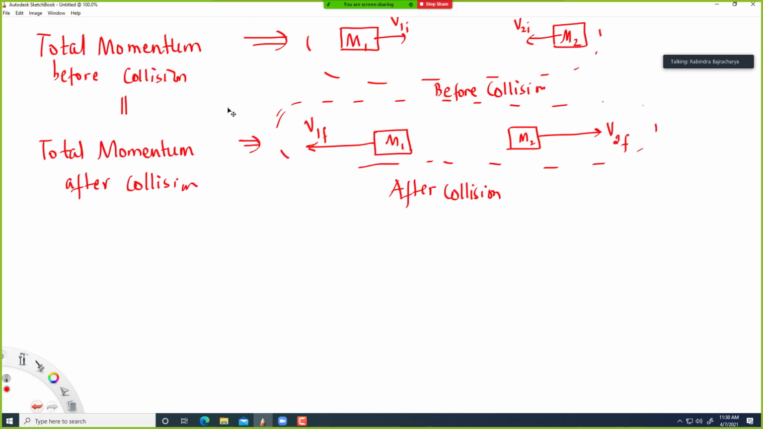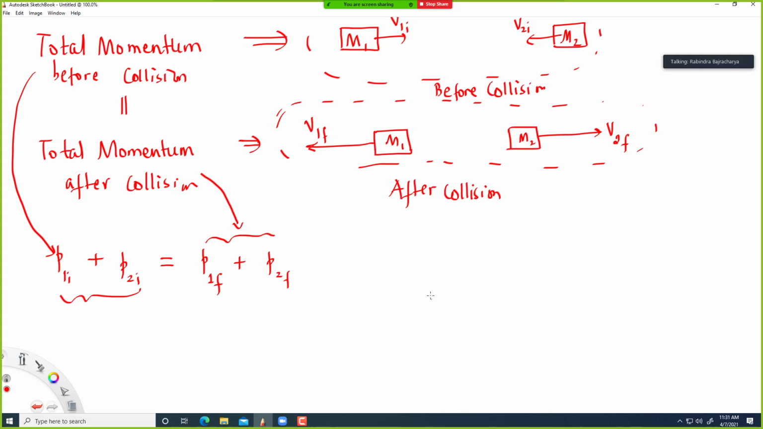So total momentum before collision. We have momentum of this first object, called that P1, and we have momentum of this second object, called that P2. Because this is before collision, let's write subscript i for initial. Initial means before collision, and that would be equal to momentum of the first one plus momentum of the second one, and this is after collision, so for after write final. So that's momentum before collision, and that's momentum after collision.